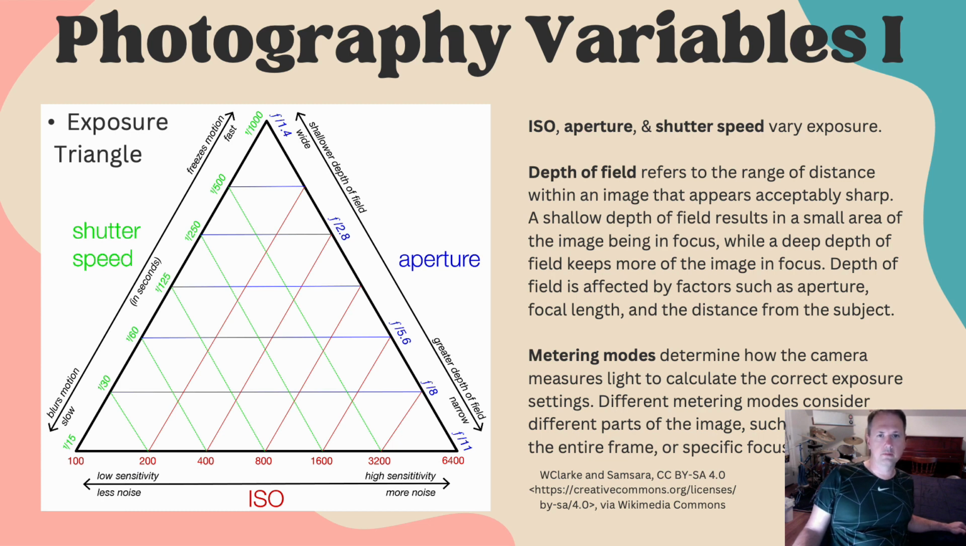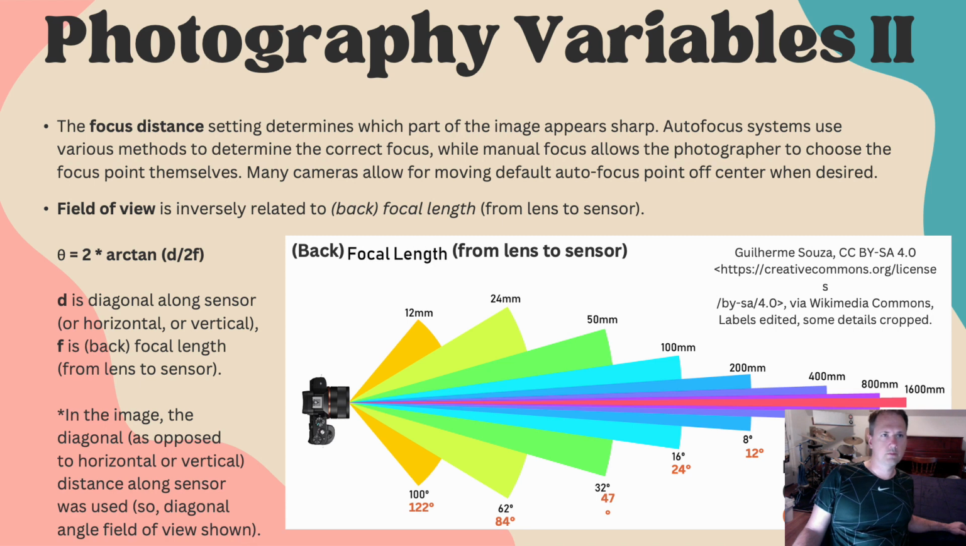Metering mode just determines how the camera is going to measure light to calculate the correct exposure settings. Depth of field, we talked about that. So focus distance we already talked about, and you vary the distance from the lens to the sensor. Increase that distance to decrease the focus distance if you want to focus on something closer up, in other words.